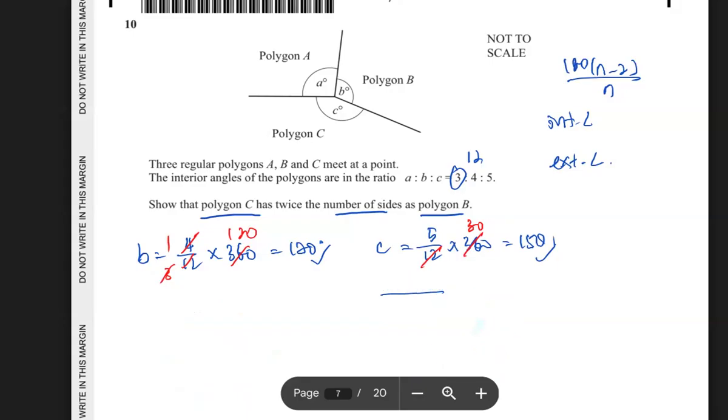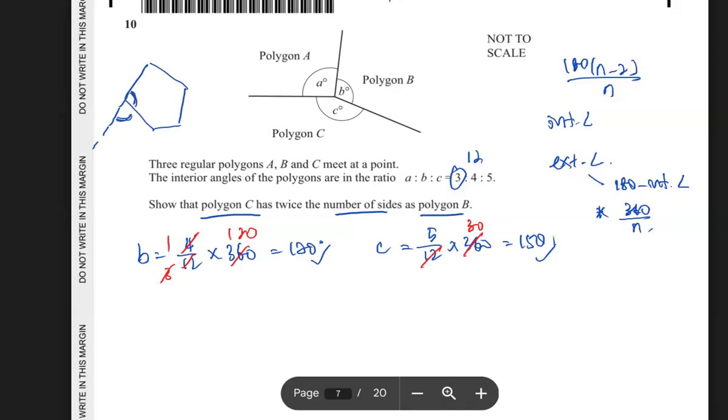Exterior angle, by definition, is 180 minus your interior angle. And another property, this one's very important, just try to remember: the exterior angle is 360 divided by the number of sides. So if you have a regular polygon, the exterior angle is 360 divided by n. Let's say you have a pentagon here, your interior angle is here, your exterior angle will be here.